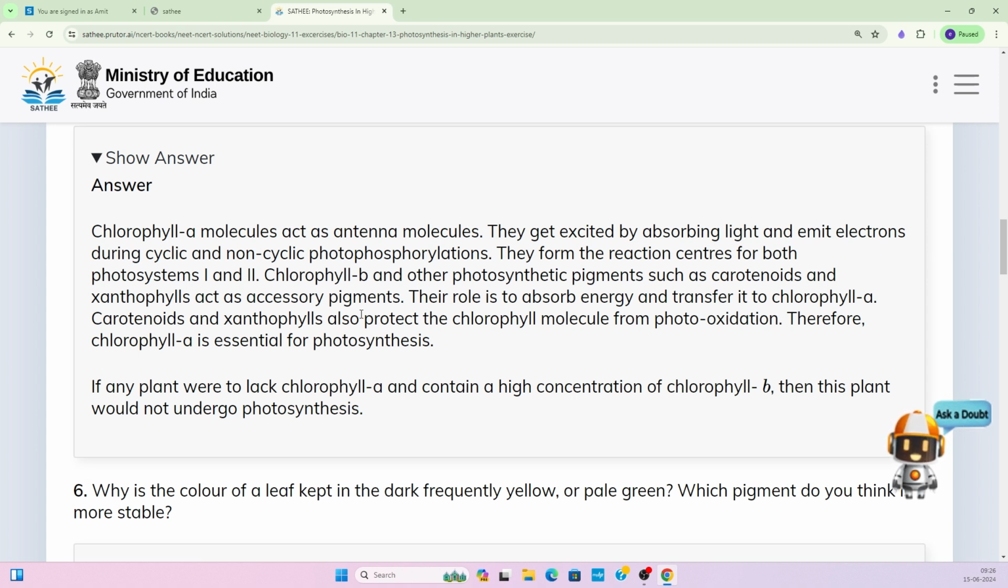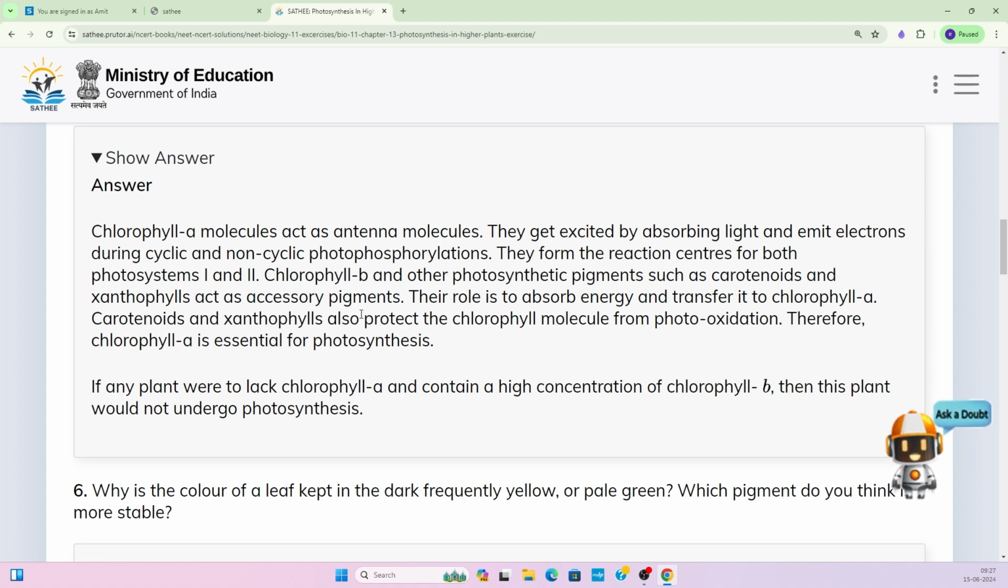And chlorophyll B and other photosynthetic pigments such as carotenoids and xanthophyll act as accessory pigments. These accessory pigments are present surrounding the chlorophyll A molecule. In the center of the photosystem there is a chlorophyll A molecule, whereas chlorophyll B and other pigments like carotenoids and xanthophyll are present surrounding the chlorophyll A molecule. Their role is to absorb the energy.